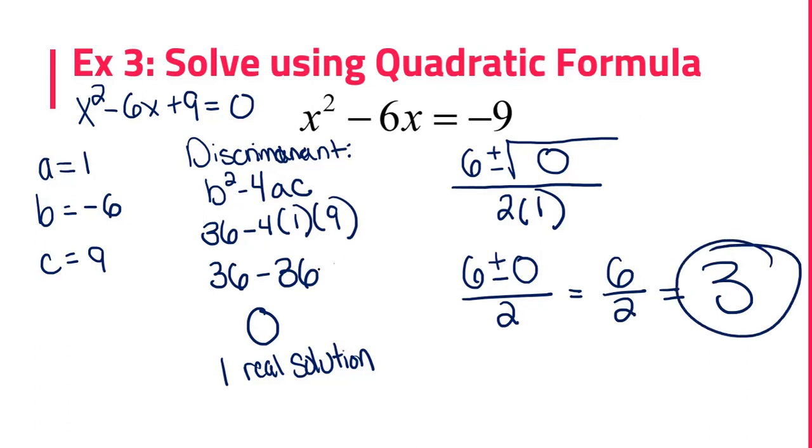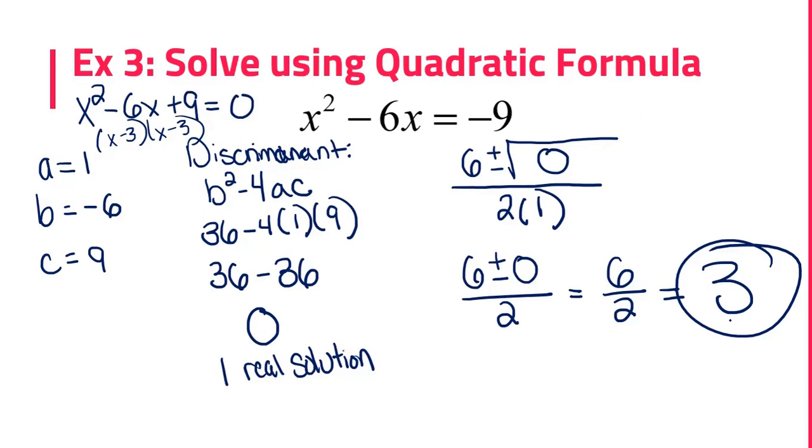3. Now, look at the problem, guys. Look at that. It was a factorable problem. It factors like this. Oh! Which would give us an answer of 3, right? So double check. Sometimes it's factorable, so you don't need the quadratic formula.